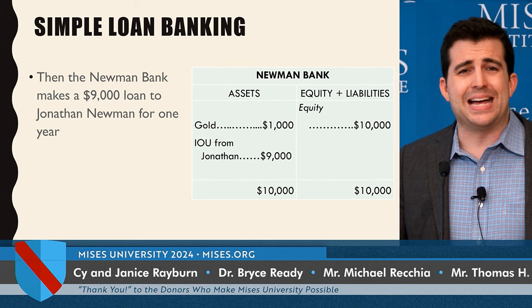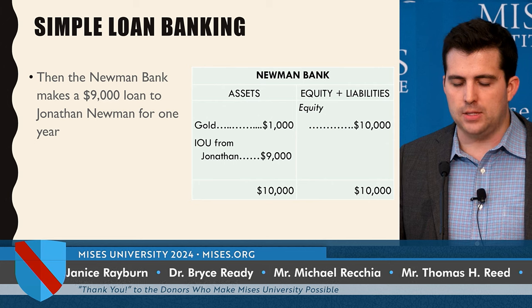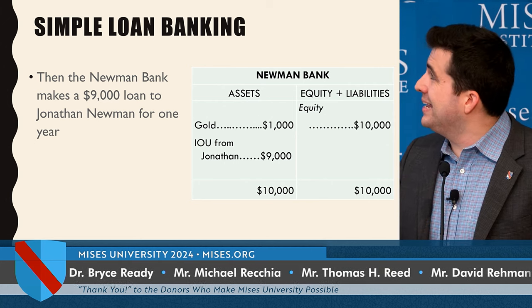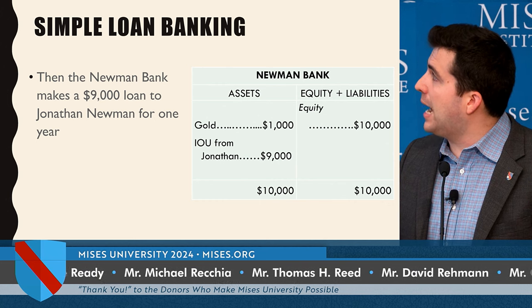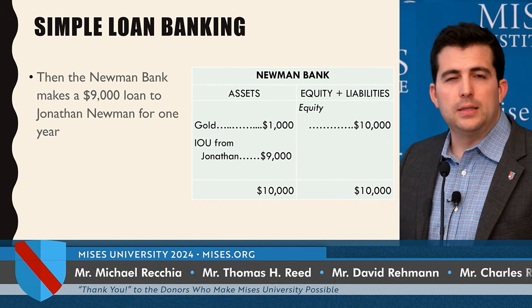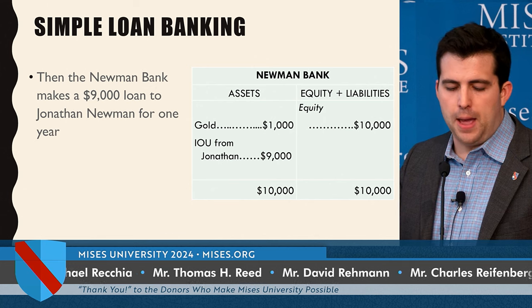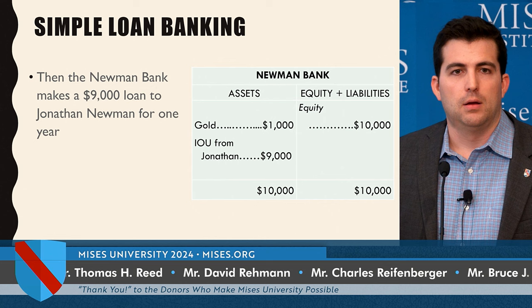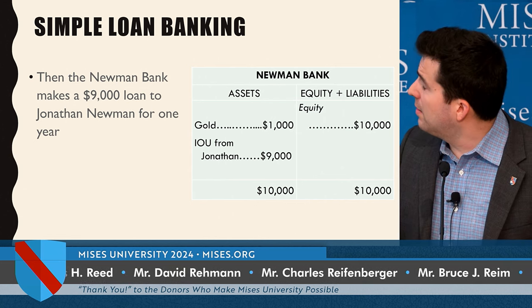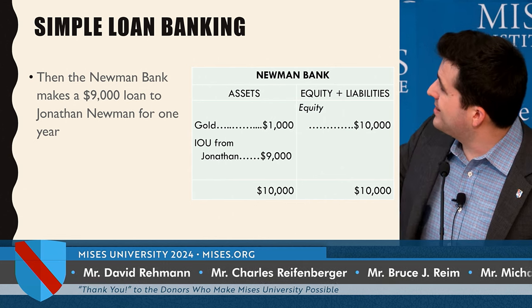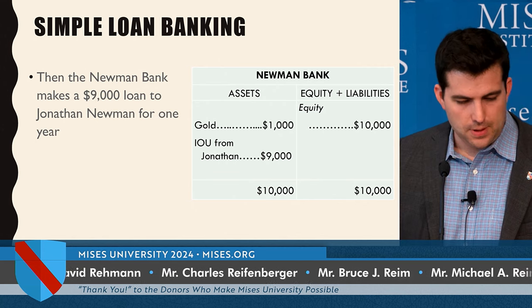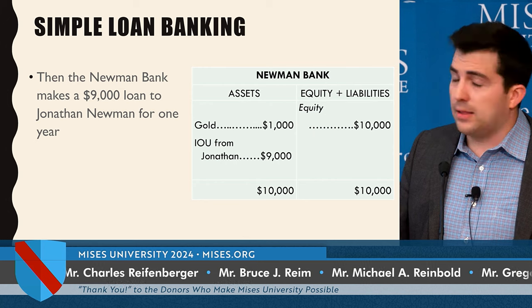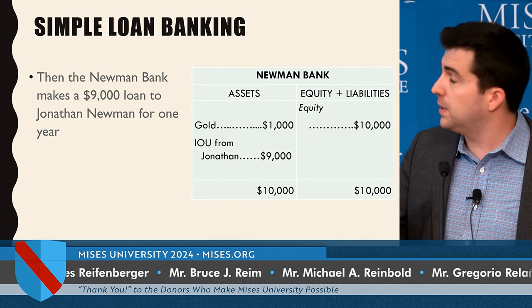I'm going to lend $9,000 in gold to Jonathan. So the gold goes down by $9,000, and I instead have an IOU from him. That basically says, all right, I'll pay you back $9,000 plus interest in the future. Present value of that right now is $9,000. So we've still got $10,000 plus $10,000. And if everything goes right, 1 year from now, Jonathan will pay me back $9,000 plus interest.